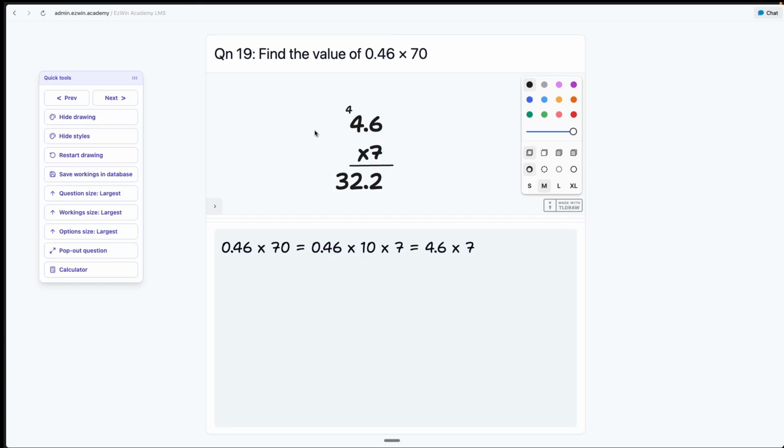All right, so here are my workings. We have 6 times 7, which is 42. So you put 2 and you carry the 4 over here. Then we have the dot here, so remember you just move the decimal as well. Then 4 times 7 is 28, plus 4 is 32. So the answer to this is 32.2. And that's it.